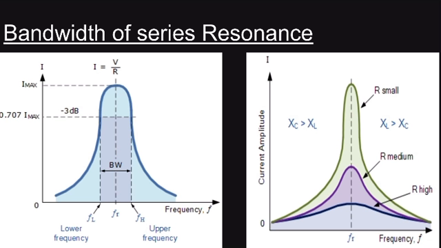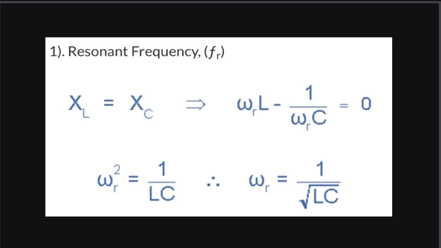Here I have shown the series resonance as well as the resonance with an RLC circuit. The first one is the bandwidth of a series resonance, and the next is the bandwidth of a series RLC resonance. Here the relationship between the resonance bandwidth, selectivity, and the quality factor for a series resonance circuit is defined in terms of the resonant frequency.